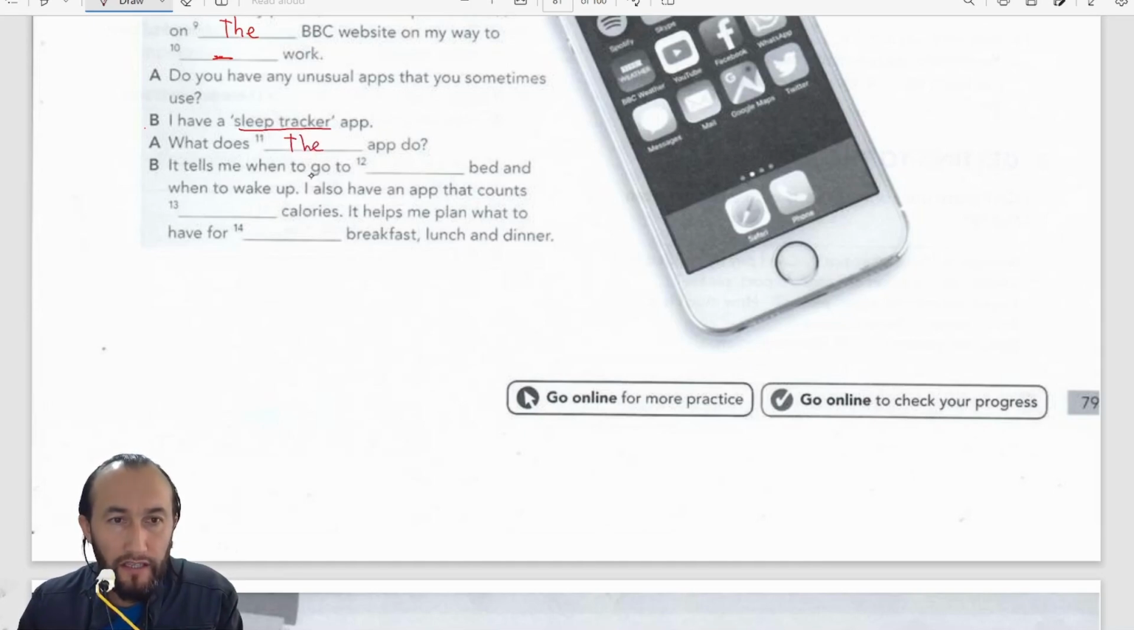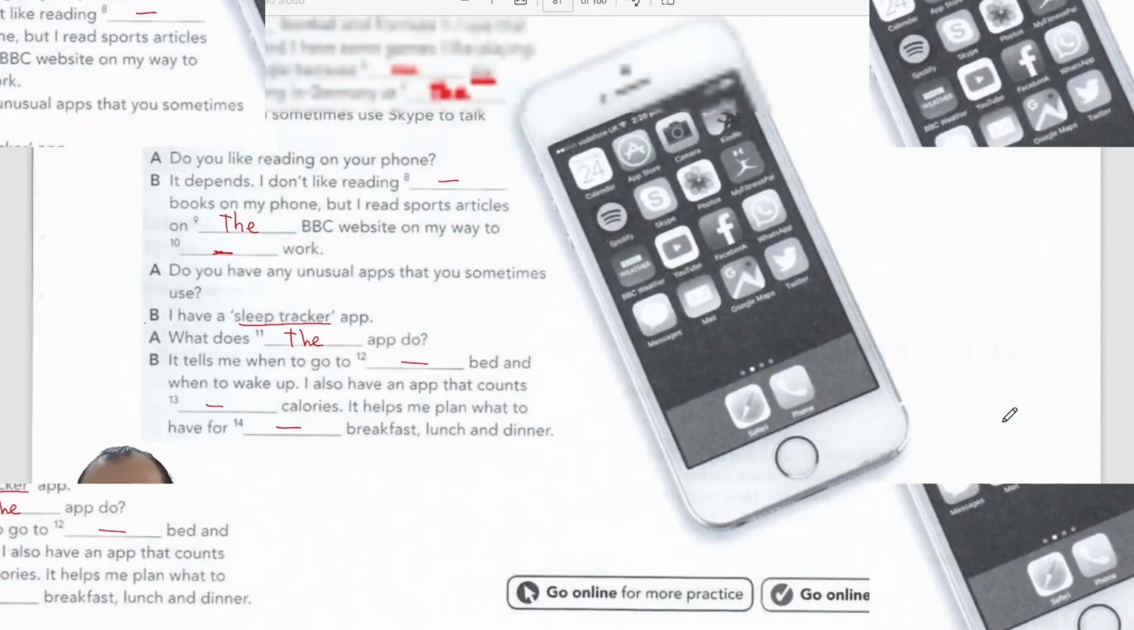B says, it tells me when to go to bed. General, when to go to bed and when to wake up. I also have an app that counts calories. It helps me plan what to have for breakfast, lunch, and dinner. We don't use an article with breakfast, lunch, dinner, so no article here. That's it. So we're going to move to the next exercise.